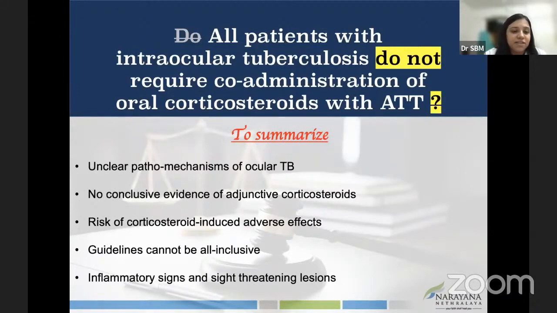To summarize, we still have unclear pathomechanisms of different phenotypes of ocular tuberculosis. There is no conclusive evidence yet of the benefit of the adjunctive role of corticosteroids. However, we run the risk of corticosteroid-induced adverse effects. Guidelines that we follow cannot be all-inclusive, and we need to watch out on a case-by-case basis with respect to inflammatory signs and sight-threatening lesions.